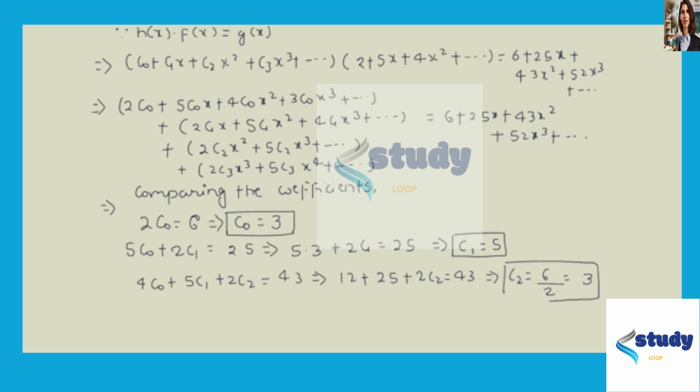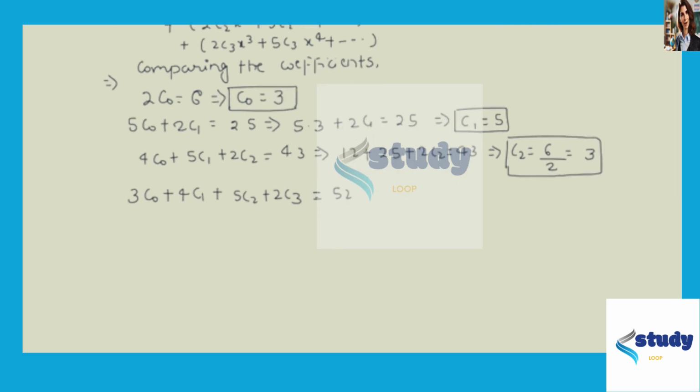So I'm getting c2 value to be equal to 3. Now we'll compare the coefficient of x cube, correct? So here I have 3c0 plus 4c1, then I have 5c2 and 2 times c3. This is what I have, and on the right hand side the coefficient is given to be 52. Now let us see how we can do this.